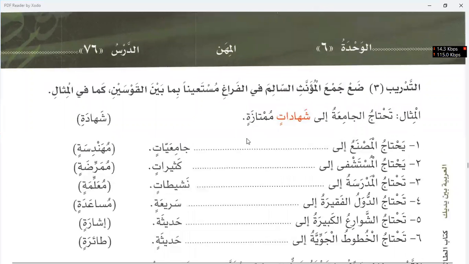For example: the university needs excellent grades, excellent degrees. So you need to make these words jama muannas salim and then write them here in the blanks. Miss Amina. Yes, Mudaris.